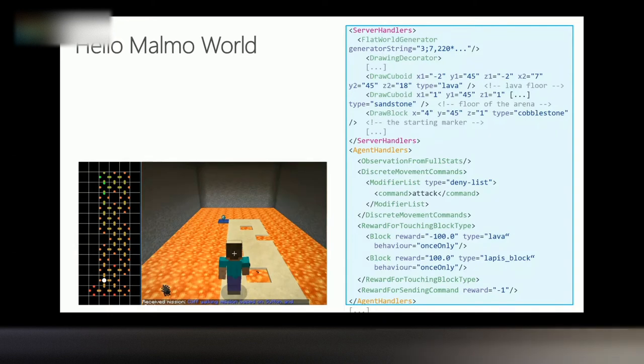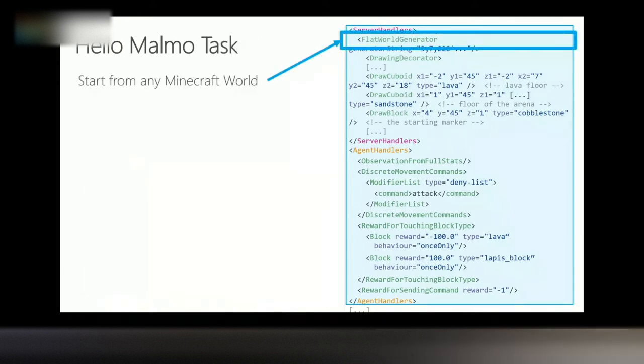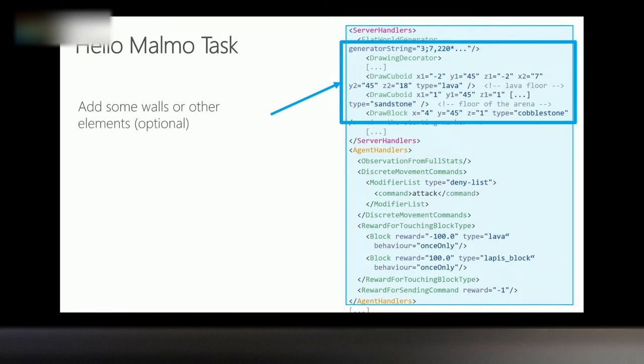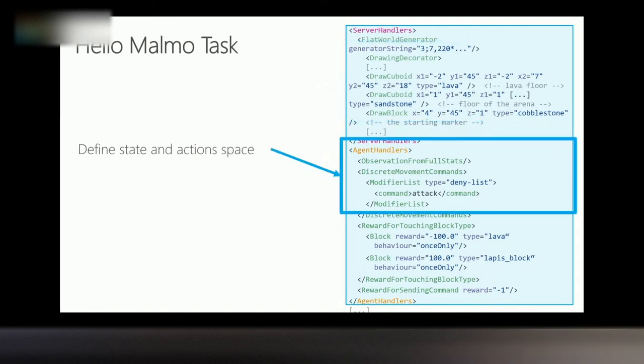So to define this in Malmo, we start off with a flat world generator, though we can have any pre-existing Minecraft world. Within that we can add some elements to the world. We can either just use the world as it was generated, or we can add elements in. This is a way of constructing the world without having to go into the game client and do it. You then define the state and action space.